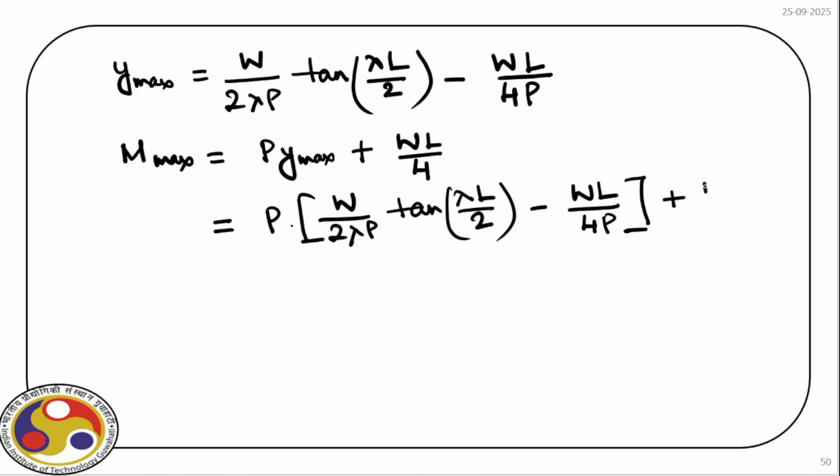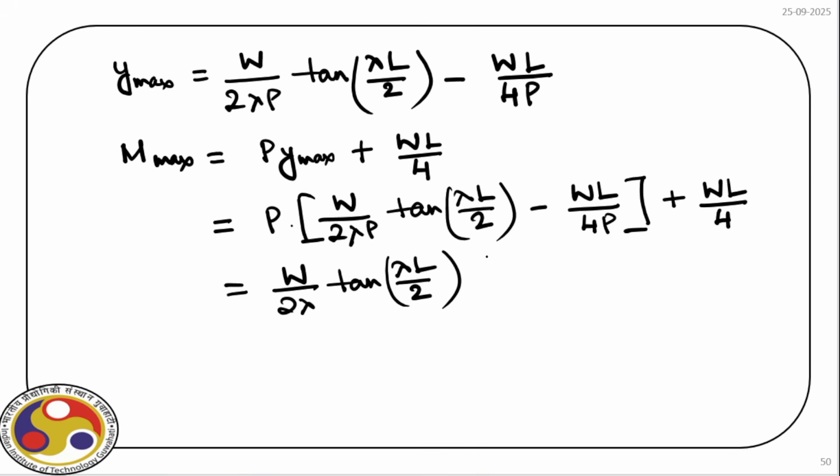plus WL by 4. So if we open the bracket, what we have, first term W by twice lambda tan lambda L by 2 minus P times WL by 4P. So P will get cancelled. So we have minus WL by 4 and then plus WL by 4. So they will also get cancelled, right?